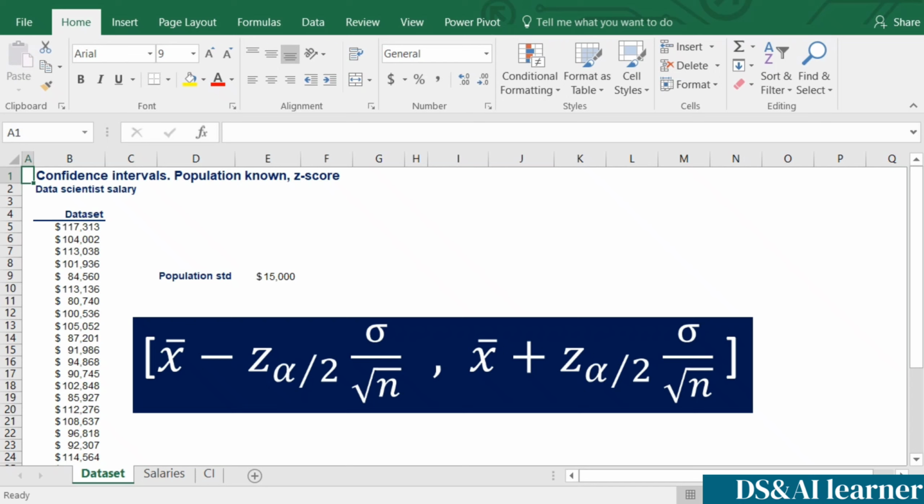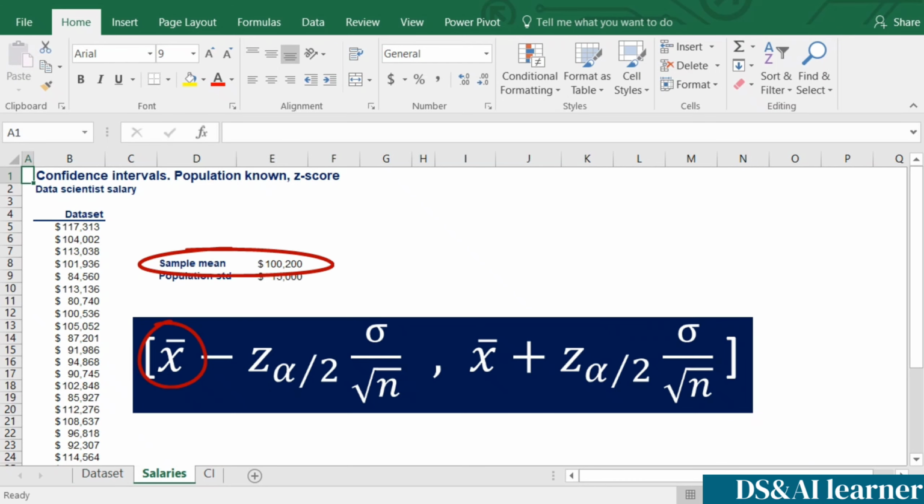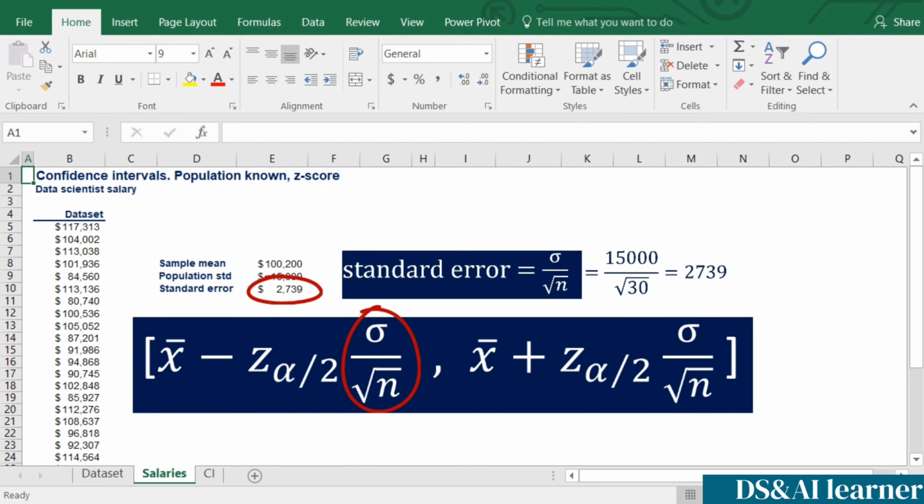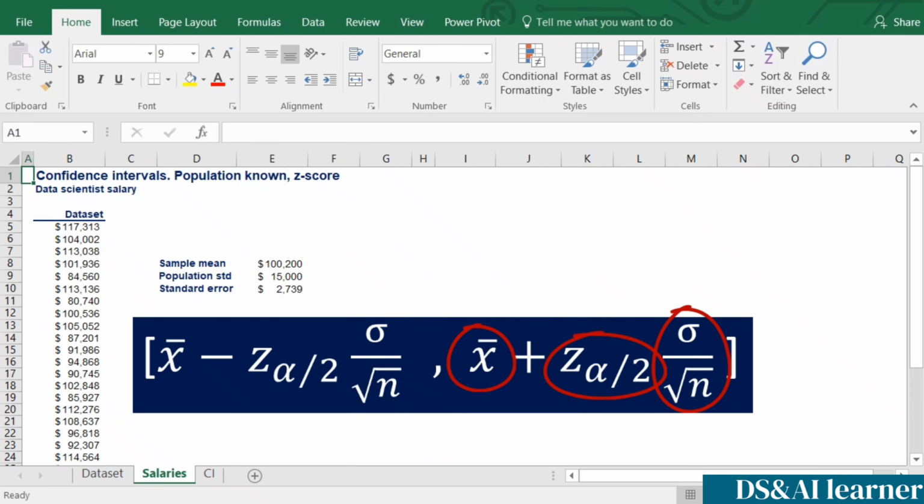The population mean will fall between the sample mean minus z of alpha divided by 2 times the standard error and the sample mean plus z of alpha divided by 2 times the standard error. The sample mean is the point estimate. You know all about the standard error already, so let's compute it using the formula.